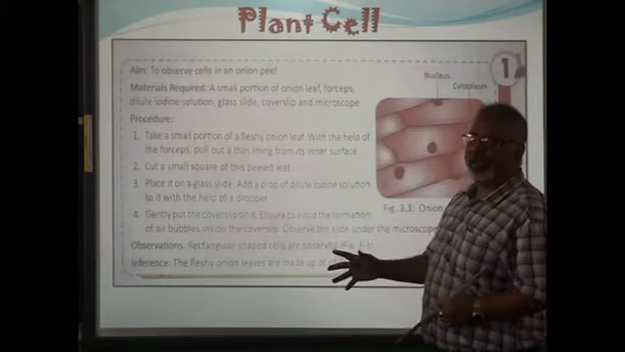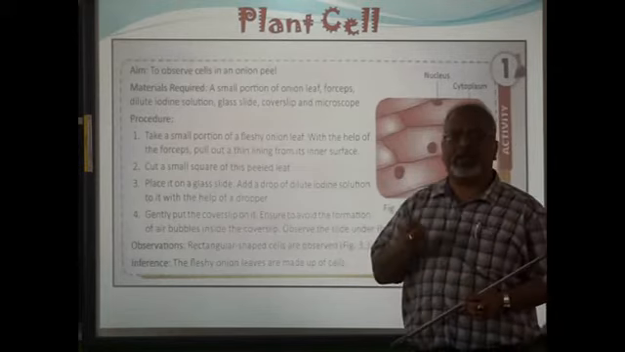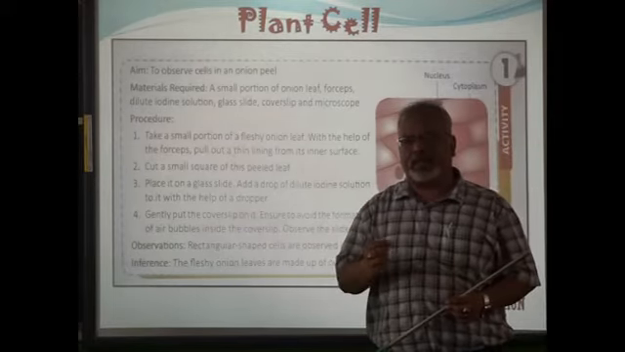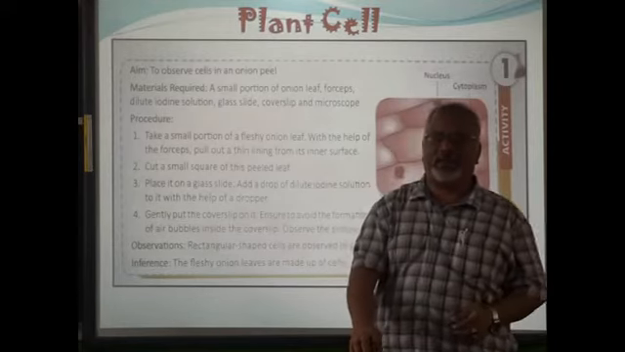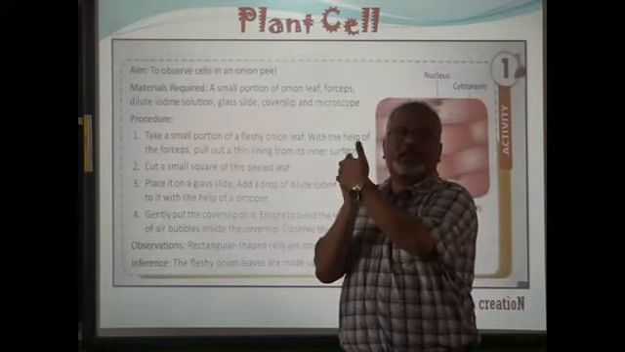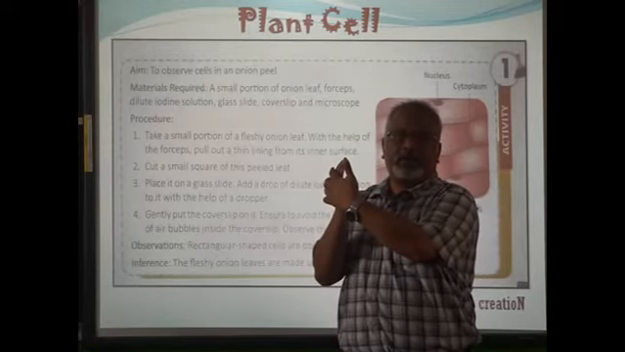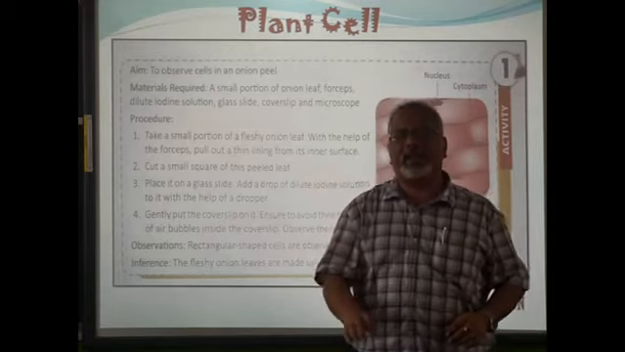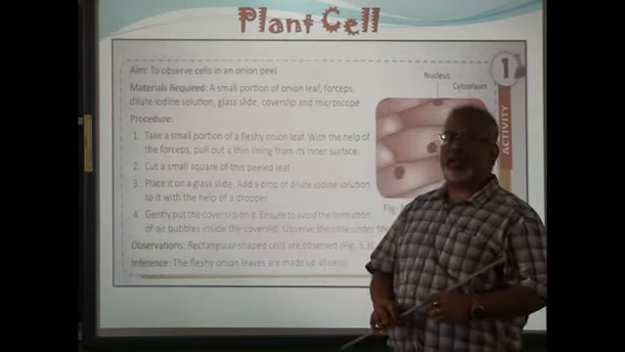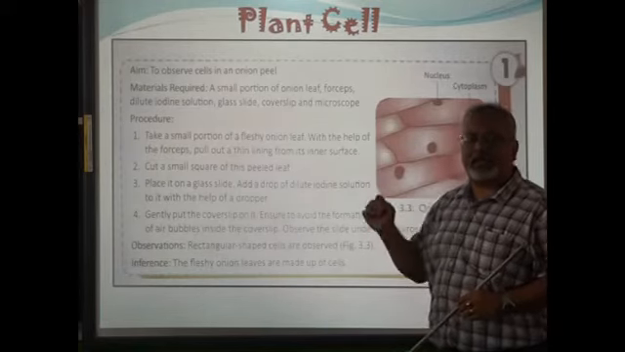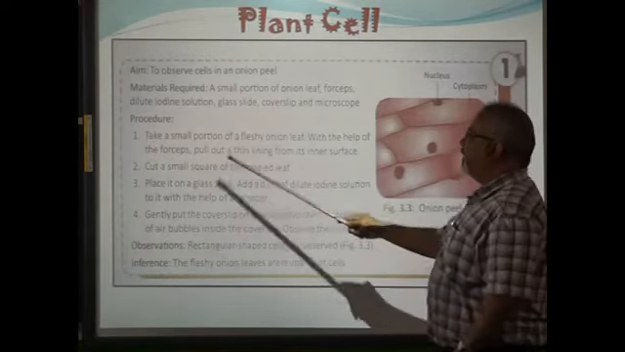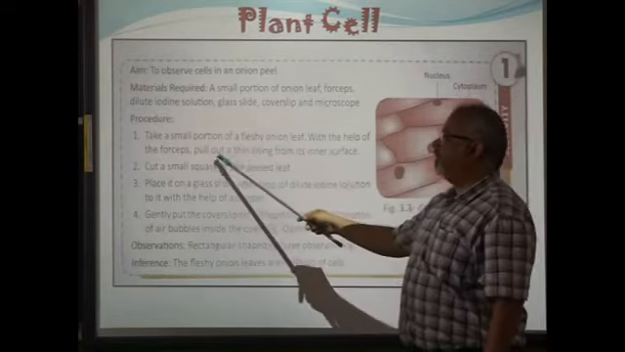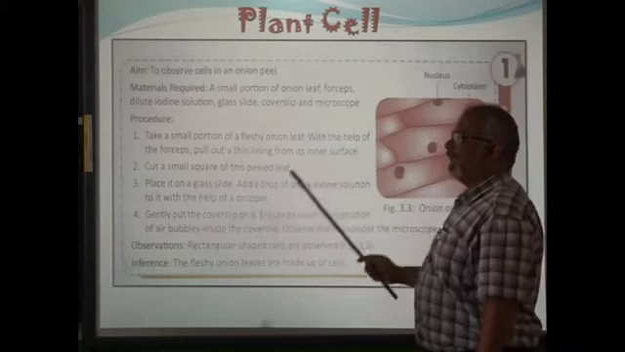So what we are going to do here is observe the onion peel. If you cut the onion and take one small leaf of it, there will be two sides. Suppose it is like this, so this portion will be pink and the inner surface will be white, and it has a very thin layer. That thin layer is what we have to observe, a portion of it. Take a small portion of a fleshy onion leaf with the help of forceps. Pull out a thin lining from its inner surface.